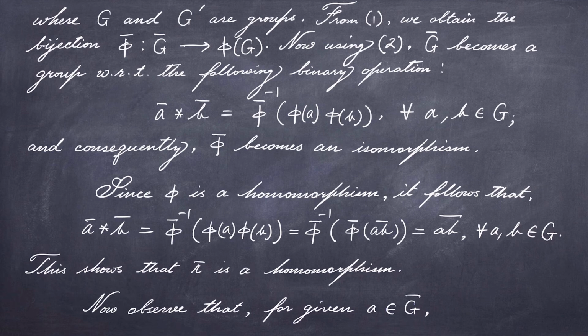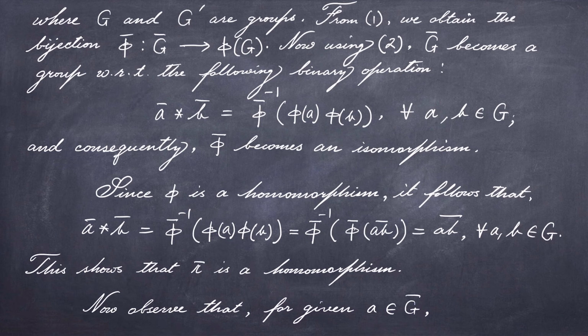Now, using the second observation, we can make this G bar a group with respect to the following binary operation. For any two elements a and b, for a bar star b bar, what we do is we first take their images. So these are going to be phi a, phi b. The images under phi bar, these are phi a and phi b respectively. And so this is inside the group phi G, and then using phi bar inverse we come back.